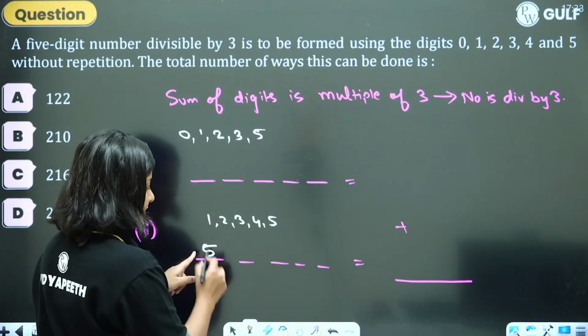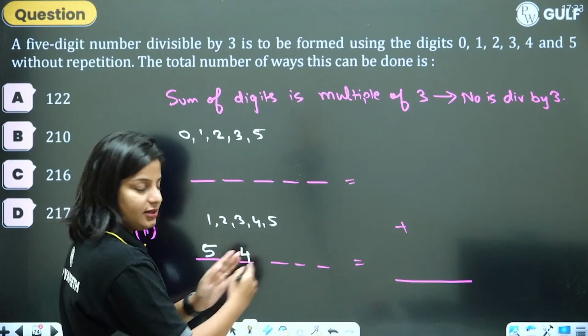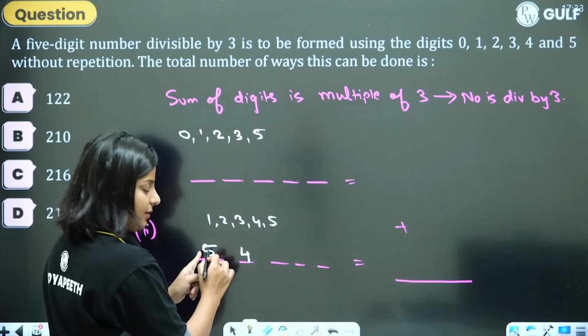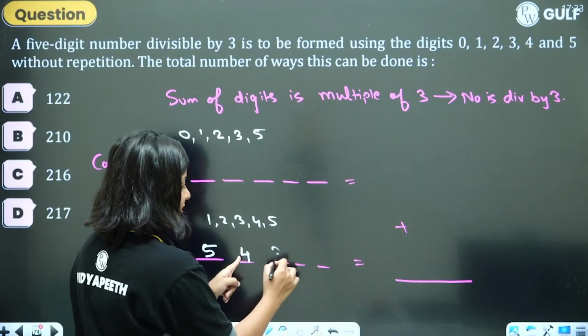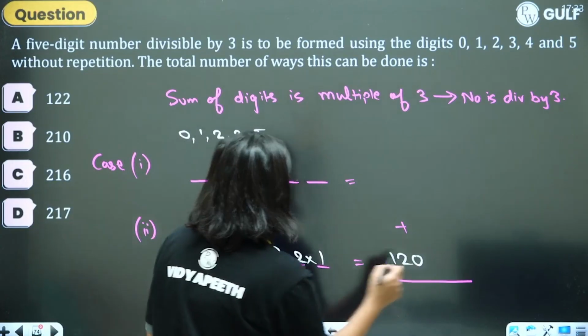So now if these 5 numbers are there and I don't want to repeat, the first place has 5 options, the next place has 4 options because I cannot repeat. So 1 option is reducing. Any 5 digit can come. 1 is already gone. 4 digit, 3 digit, 2 digit, 1. 5 into 4 into 3 into 1 is 120.